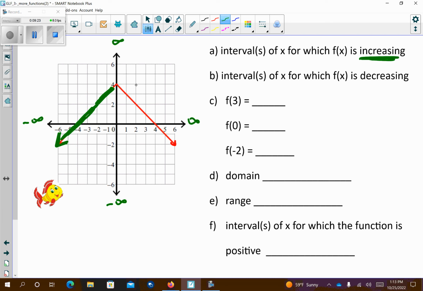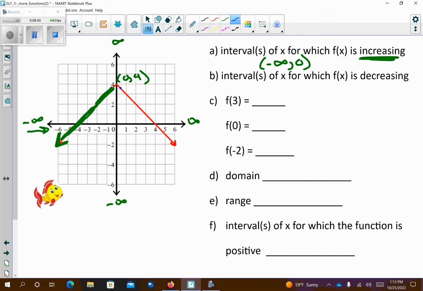So increasing, you're talking about the x value. So as I'm traveling this way, it's increasing from negative infinity, because the arrow is on the end, all the way up to 0. And it's a soft bracket. We don't have a hard bracket there because that's where it changed directions.